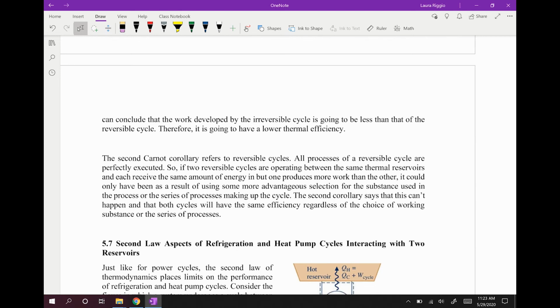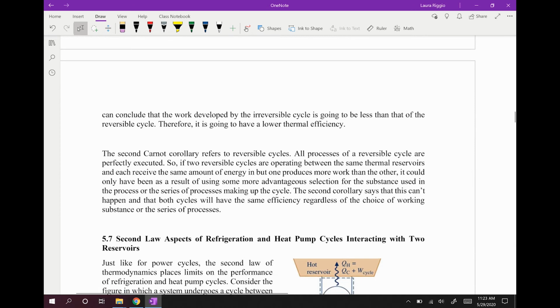The second corollary refers to reversible cycles. All processes of a reversible cycle are perfectly executed. So if two reversible cycles are operating between the same thermal reservoirs and each receives the same amount of energy, but one produces more work than the other, it could only have been a result of using some more advantageous selection for the substance used in the process or the series of processes that make up the cycle. The second corollary says that this can't happen and that both cycles will have the same efficiency regardless of your choice of working substance or the series of processes present in the cycle.